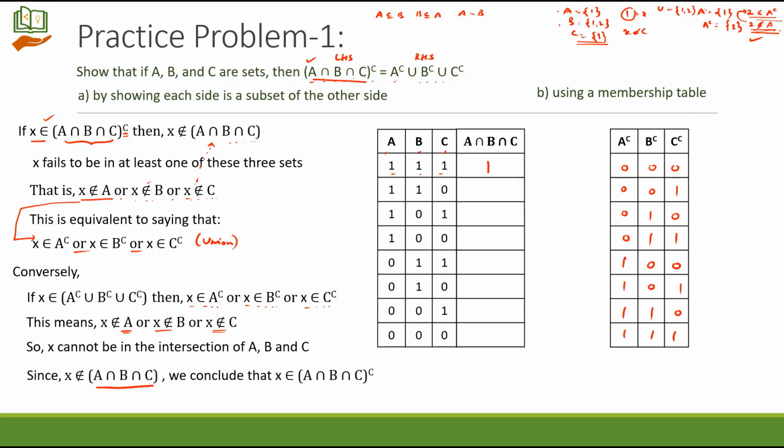Because of that we are marking 1. If you don't have X even in one of the sets, it will be 0. That is the condition for intersection.